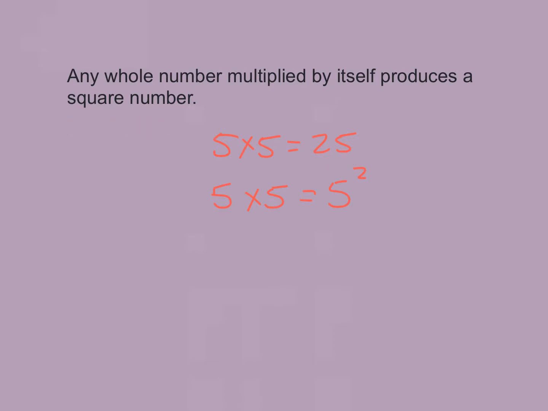There are some other square numbers, for example 2 multiplied by 2 gives us 4. 3 multiplied by 3 gives us 9. 4 multiplied by 4 gives us 16. So these are all square numbers. And just a reminder that the little 2 up there is the symbol for squared numbers, or a square.